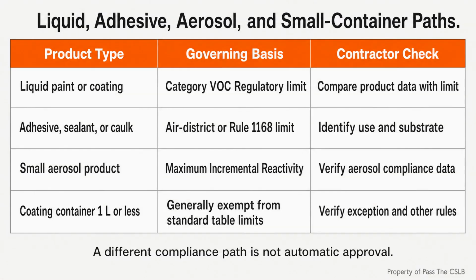The comparison chart separates the main paths. A standard liquid architectural coating follows the applicable coating category and regulatory value. An adhesive, sealant, or caulk requires the applicable use, substrate, and air district limit. A qualifying small aerosol product follows the aerosol reactivity requirement. An architectural coating container with a capacity of 1 liter or less is generally exempt from the standard table limits. An exemption from a standard table is not a free pass from every rule. The contractor still has to verify that the product actually fits the exception and satisfies every other applicable requirement.